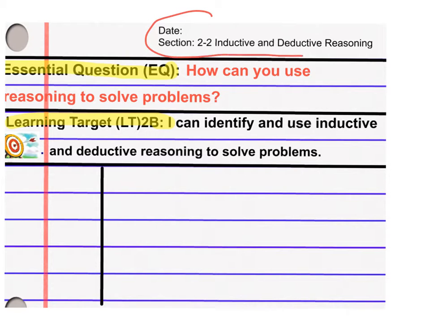So start by putting the date and today's topic, 2.2, inductive and deductive reasoning, in the top right of your paper. Next, you're going to write your essential question or EQ. How can you use reasoning and logic to solve problems? We're on learning target 2B because this is chapter 2. I can identify and use inductive and deductive reasoning to solve problems. So we want to know which type of reasoning we're using and then also use that to answer and solve problems. So if you need to pause the video to get this, please do so. Otherwise, I'm going to move on.